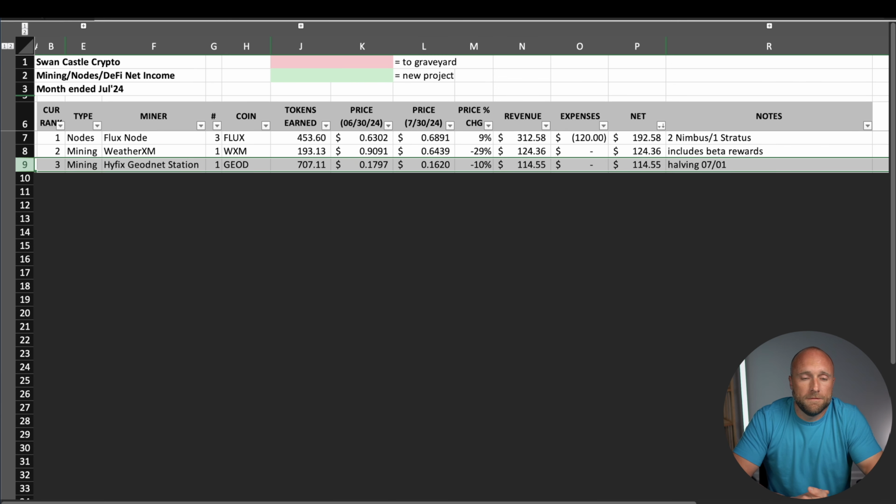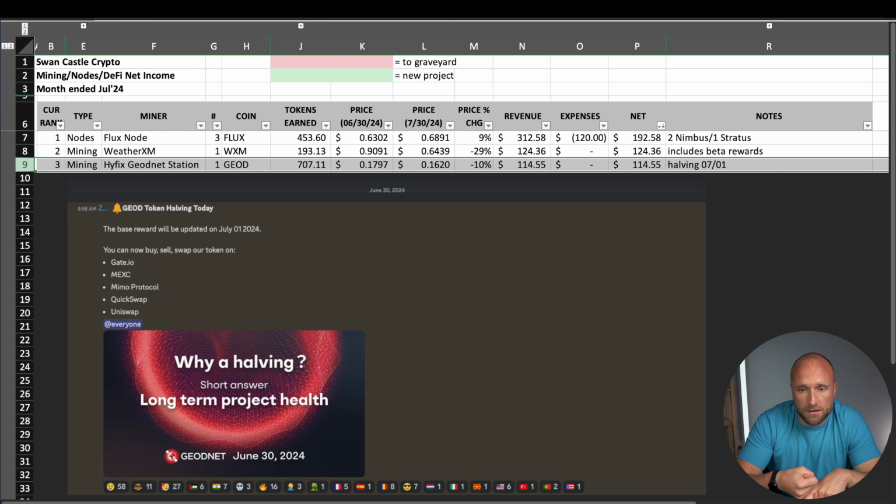Coin number 3 is my Hyphix GeoNet Space Weather Station. This is an antenna you put on your roof, netting $114 for the month. A couple things to note with GeoNet, they did just have their annual halving at the beginning of July, so rewards are reduced, cut in half moving forward.